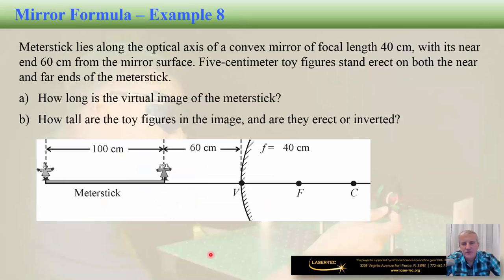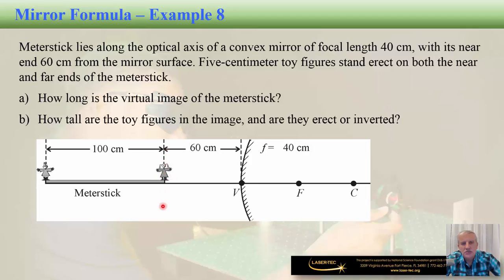So here's an example that we want to analyze and apply all the rules of the mirror formula and sign convention. We also want to apply the graphical ray tracing technique to solve this problem. Here we have a mirror stick positioned along the optical axis, and you can see that two toy figures are positioned at the two ends of this mirror stick. They are 5 centimeters high and they are both erect, so they stand above the optical axis.